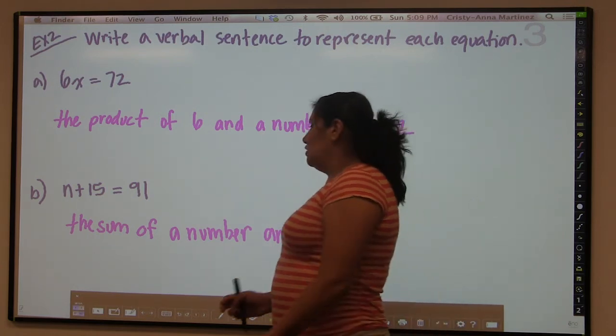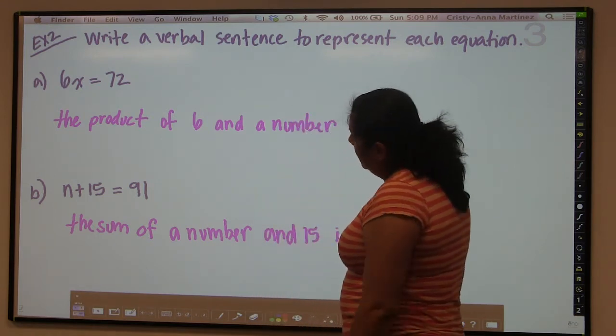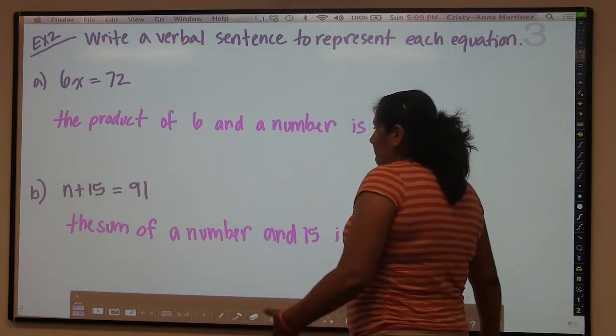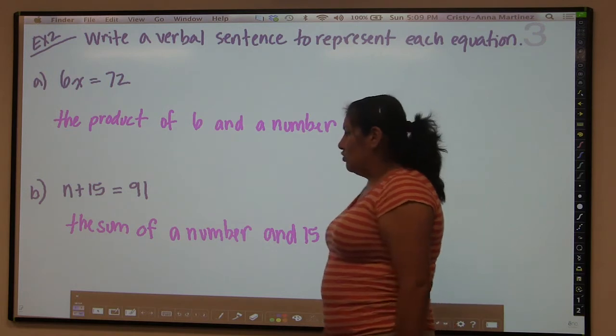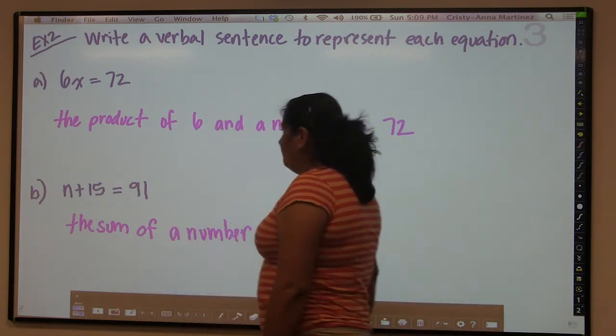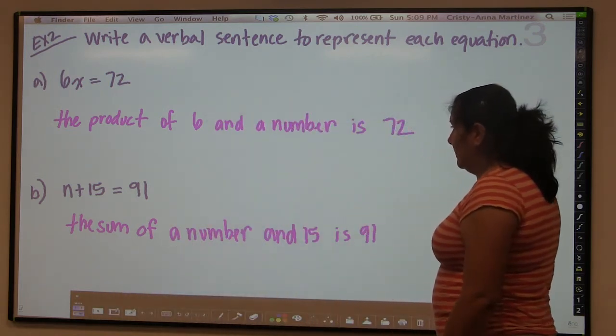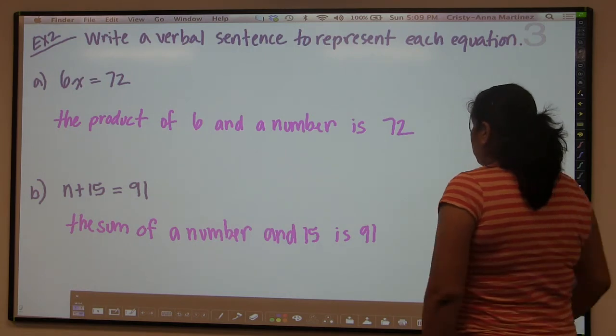All right. Again, you could also write something like a number increased by 15 is 91. And then you could avoid doing the sum of. So it's not the only way to do this, but it is a way that will work. So there you have it.